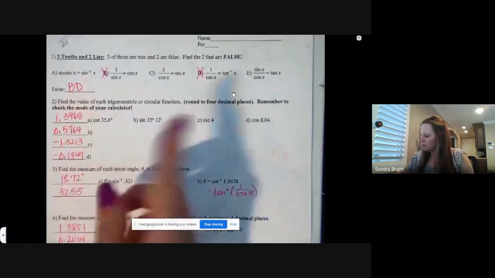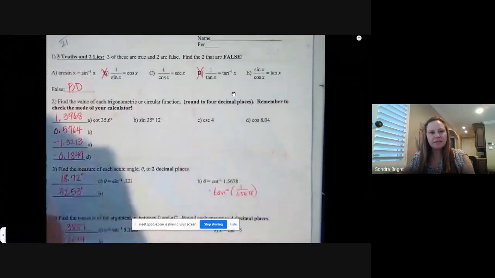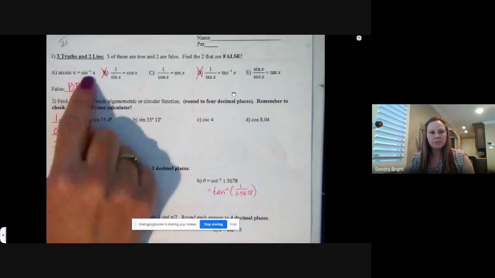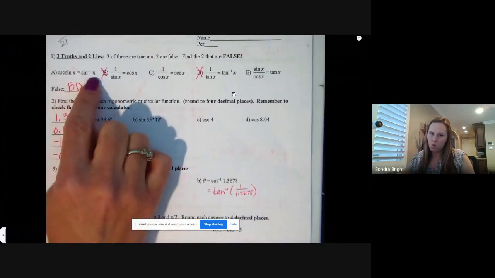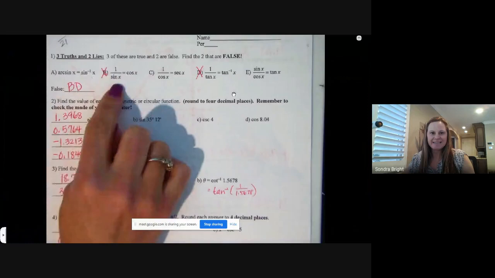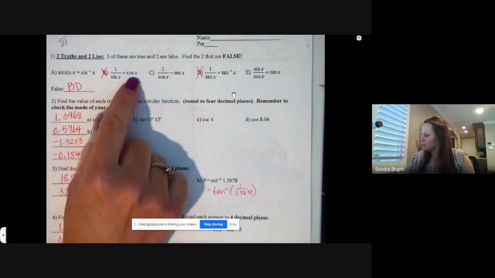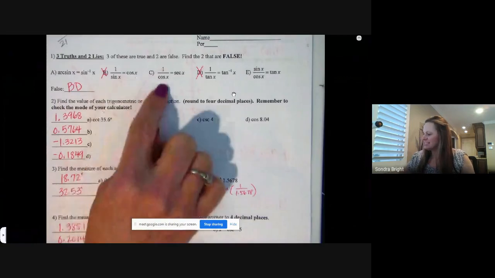Arc sine is equal to inverse sine. These mean the same thing. Two different notations for meaning the same thing, so that's true. 1 over sine is cosine. No. 1 over sine is cosecant, CSC. 1 over cosine is secant. True. 1 over tangent is inverse tangent.